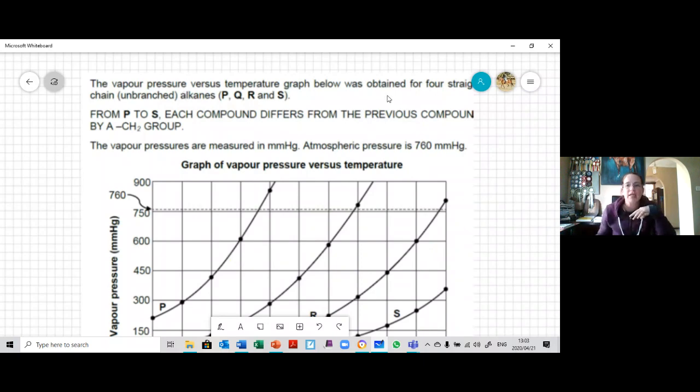They further tell us that it is 4 straight chains. So that means that the branching of the compounds will not play a role. Okay. Then they say from P to S, each compound differs from the previous compound by a CH2 group. Okay, so that means that P is a little bit shorter than Q, and Q is a little bit shorter or smaller than R, and R is a little bit shorter or smaller than S.